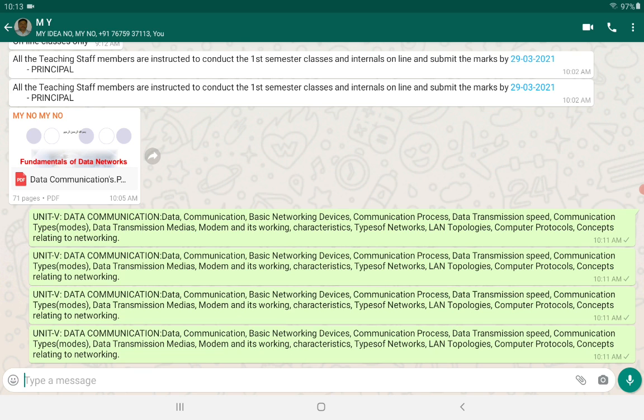Similarly, communication types, data communication types means modes. What are the different types of modes? What are the different types of data communications and different types of modes available, and their features, applications, like that. And data transmission media, what is the media, which type of media is used to transmit data from sender to receiving station or from one device to another device.